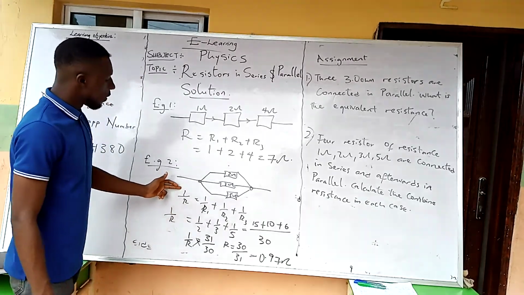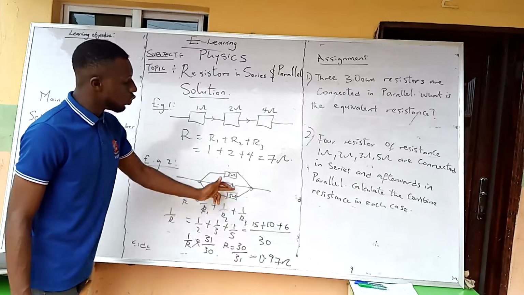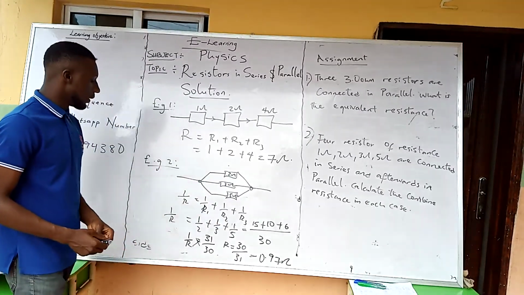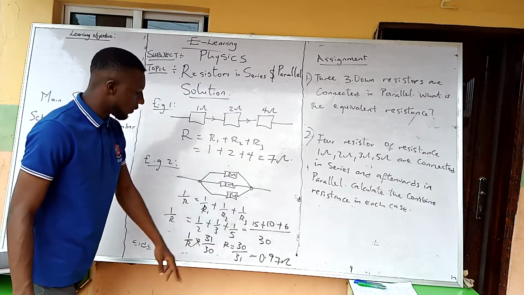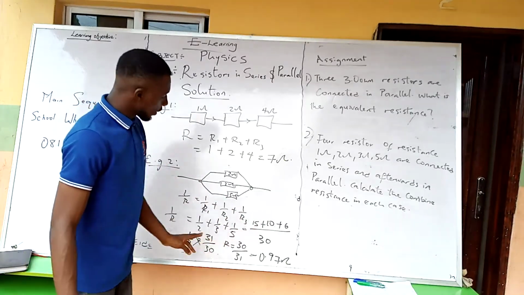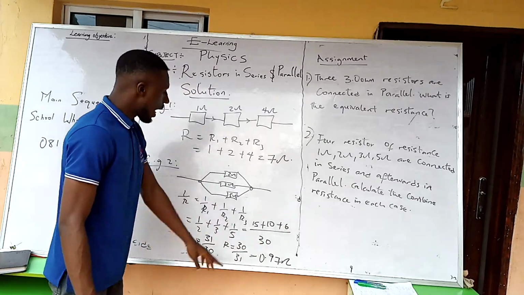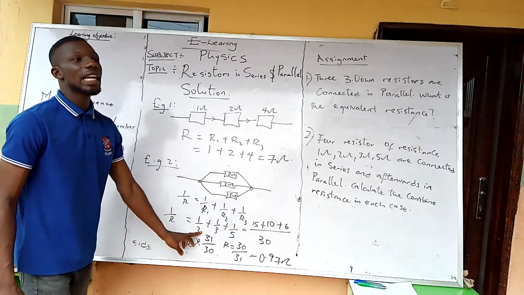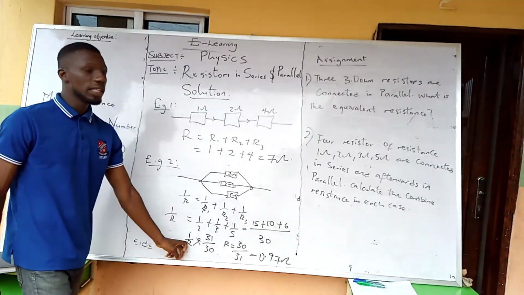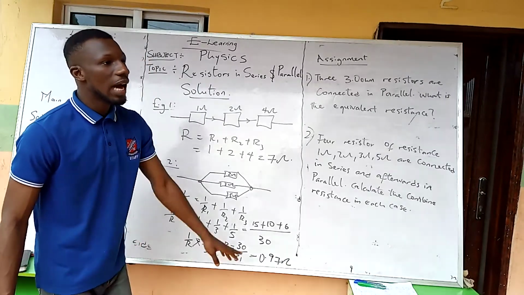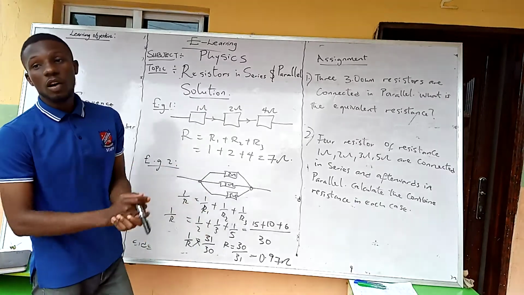Now, example 2, you can see that the resistors are in parallel, 2 ohms, 3 ohms, and 5 ohms. So we make use of 1 over R equals 1 over R1 plus 1 over R2 plus 1 over R3. 1 over R equals 1 over 2 plus 1 over 3 plus 1 over 5. The LCM gives us 30. 2 in 30, 15. 3 in 30, 10. 5 in 30, 6. The summation of that gives us 31 over 30. Now, if you cross multiply, or when you make R the subject, it becomes 30 over 31, and the answer will be 0.97 ohms.